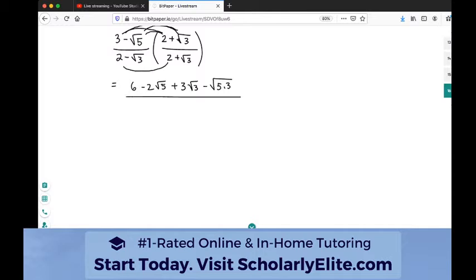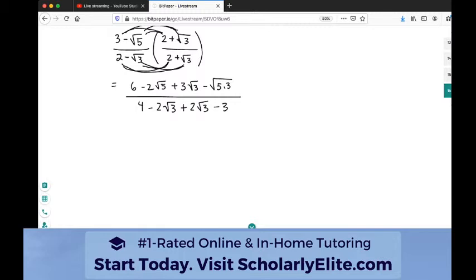And now on to this side. So we've got 2 times 2 is 4, obviously, and then here we've got negative 2 root 3. Then we've got positive 2 root 3, because again, that's the whole point of the conjugate, is to create the difference of squares that's going to cancel stuff out. And then positive root 3 times negative root 3 is just negative 3.